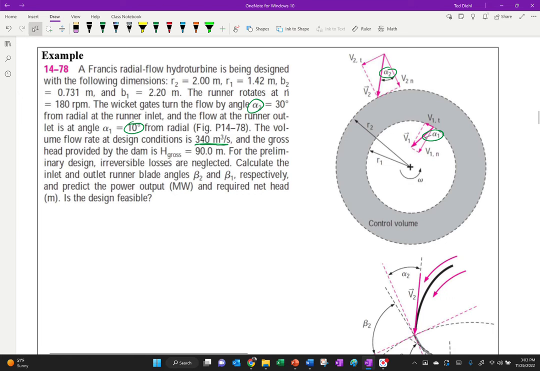So some of the first things that I'll do is I will find the radians per second instead of RPM here. So we multiply by 2 pi and divide by 60 to turn RPM into radians per second. So 18.85 radians per second.